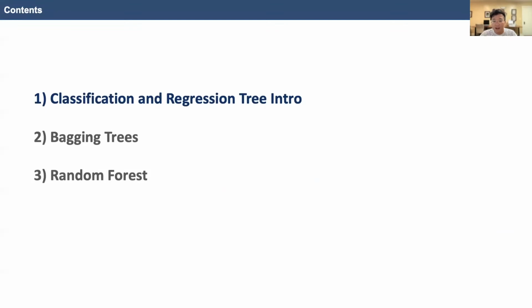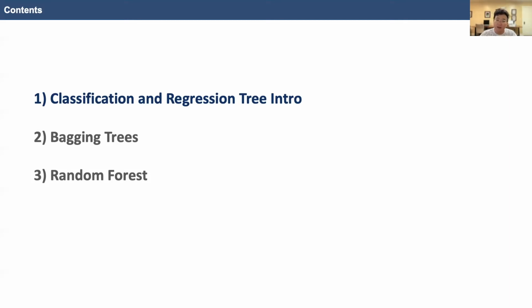Since the set of splitting rules used to segment the predictor space can be summarized in a tree, these types of approaches are known as decision tree methods. Also, tree-based methods are simple and useful for interpretation. However, they typically are not competitive with the best supervised learning approaches in terms of prediction accuracy.